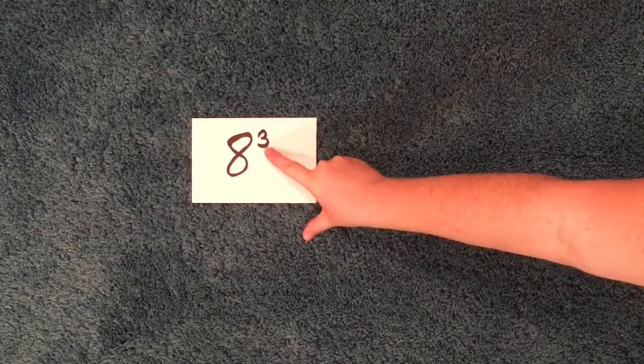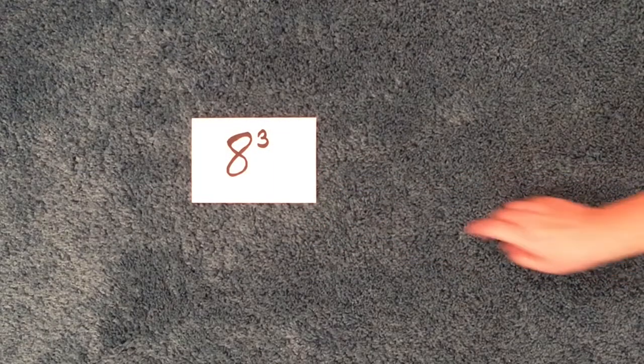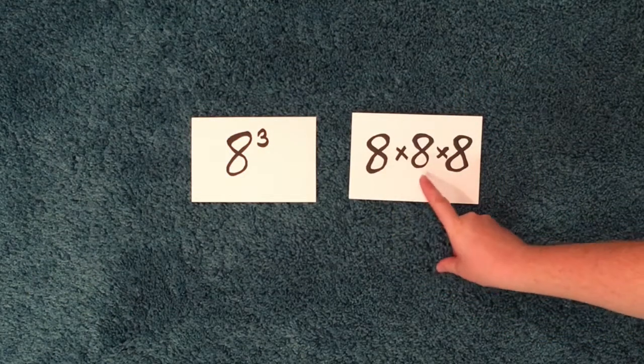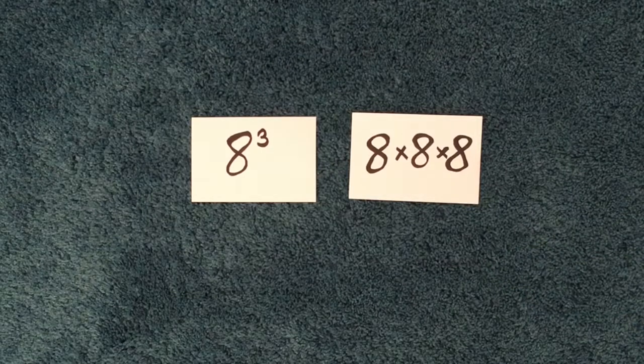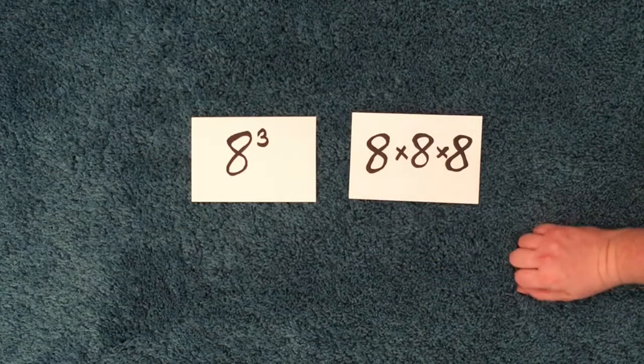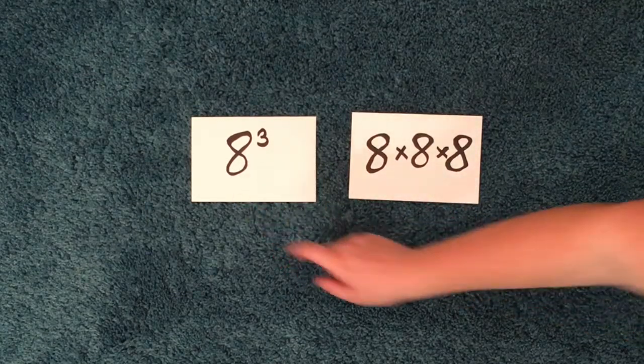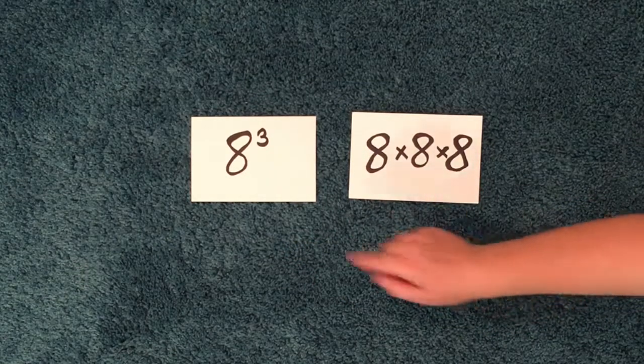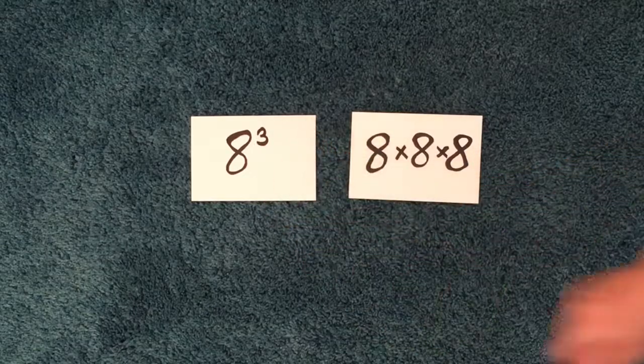8 cubed. Here's the exponential form. Can you write it in expanded form? Okay, it would be 8 times 8 times 8. So 8 is the factor that's being repeated, so we use that for the base. And then how many times is it being repeated? 3, so that's the exponent.